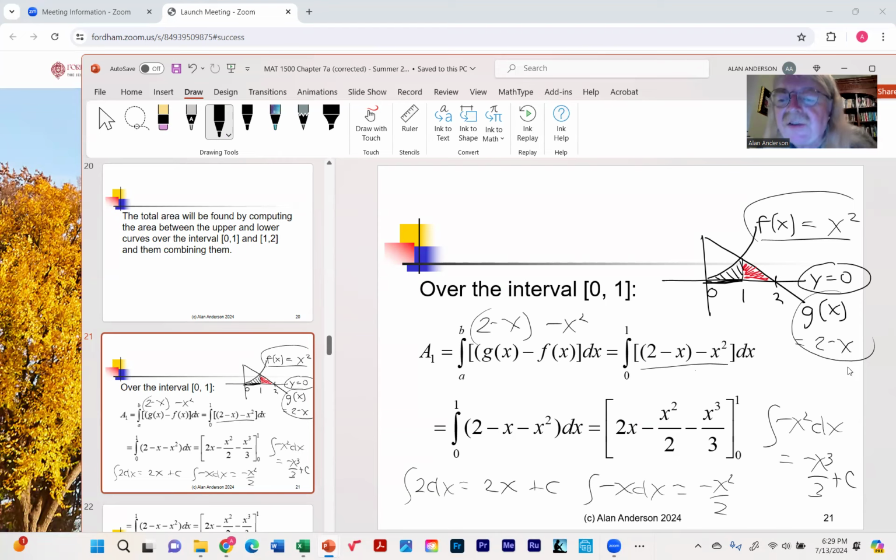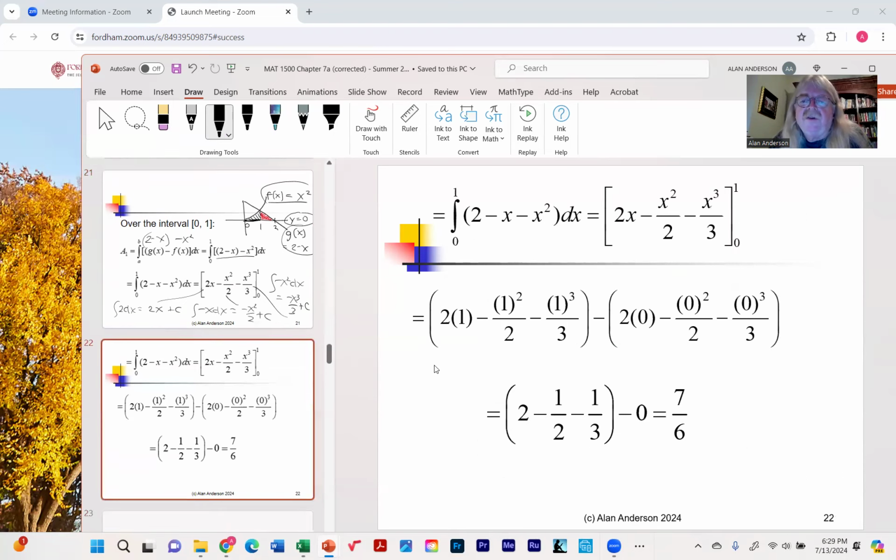Okay, now here this is a definite integral. We don't need the constants. Okay, so for example, here's the 2x minus x squared over 2 minus x cubed over 3. We have to evaluate these over the interval from 0 to 1 because that's the range within which g of x is on top.